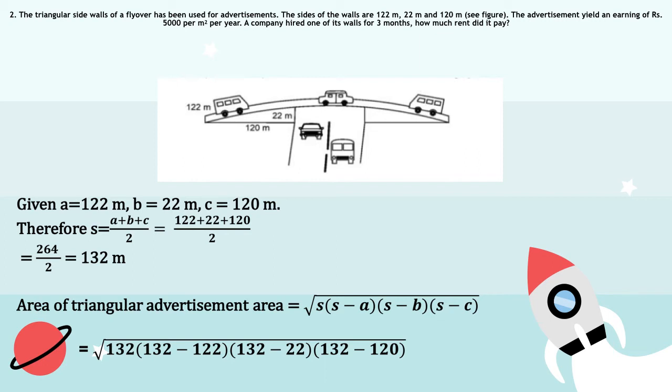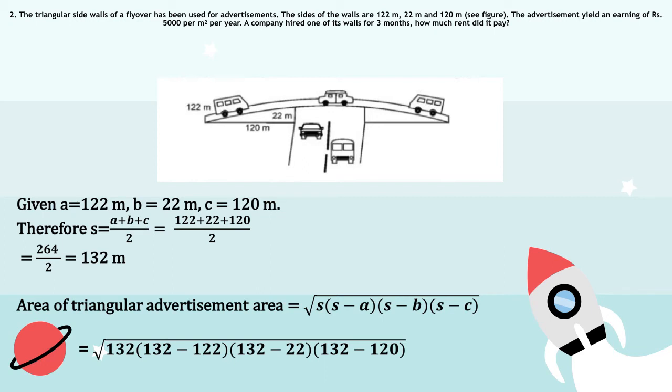The triangular side walls of a flyover have been used for advertisements. The sides of the wall are 122 meter, 22 meter and 120 meter. It's given in the figure. You see, you have a diagram also in the book. Now what you have to do is, you are given a flyover and there is a triangular wall on the flyover.